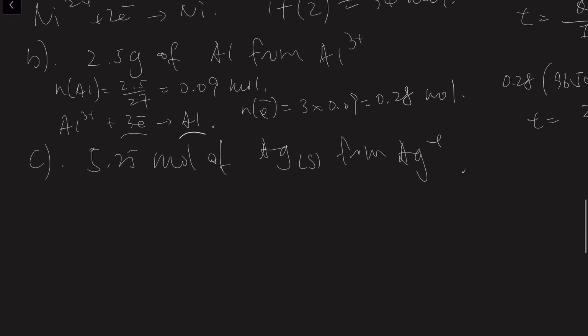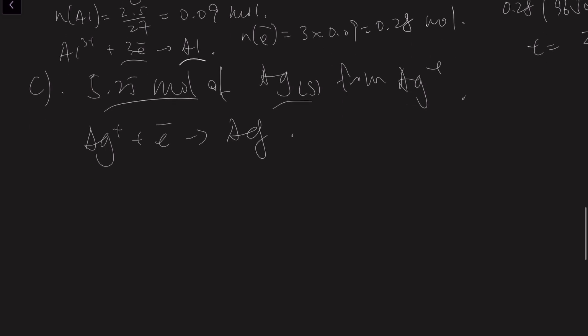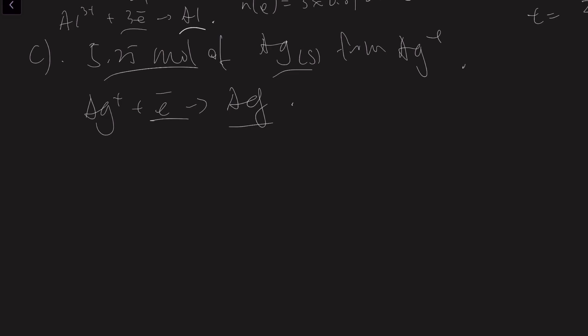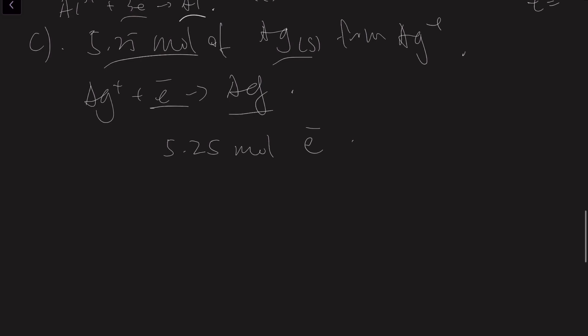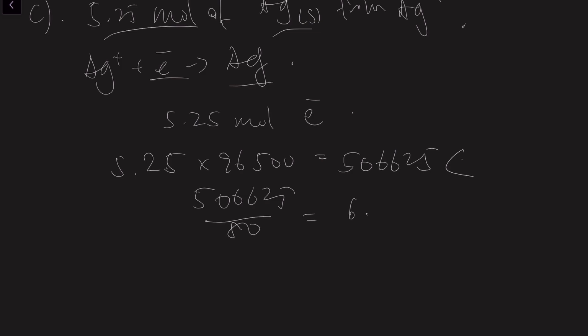Next, 5.25 mole of silver. So they've already given you the number of moles. The reduction half equation looks like this. It's a 1-to-1 ratio, thus we need 5.25 mole of electrons as well. 5.25 mole times 96,500 gives you this number of coulombs of charge, and then you divide by the current. You get 6.3 times 10 to the 3 seconds.